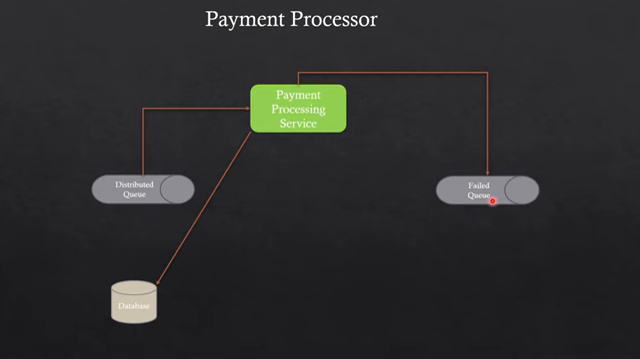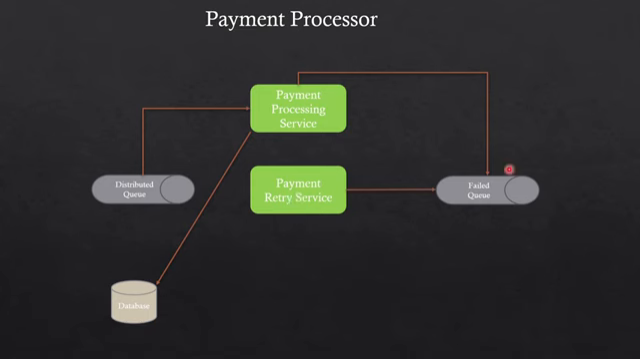Now why this queue will be helpful is because there will be another service which will be your payment retry service, which will be listening to this particular queue, and what it will do is it will check for that transaction what the status is. If it has failed, then it will retry that particular payment.